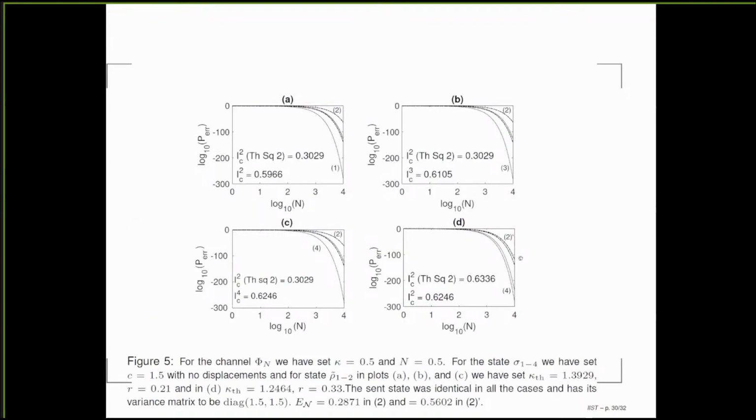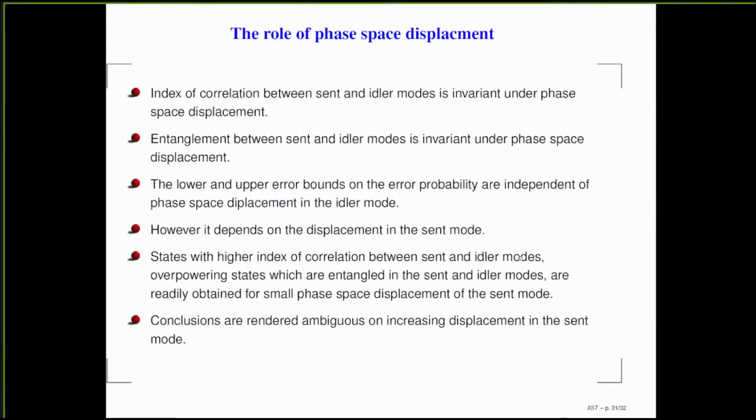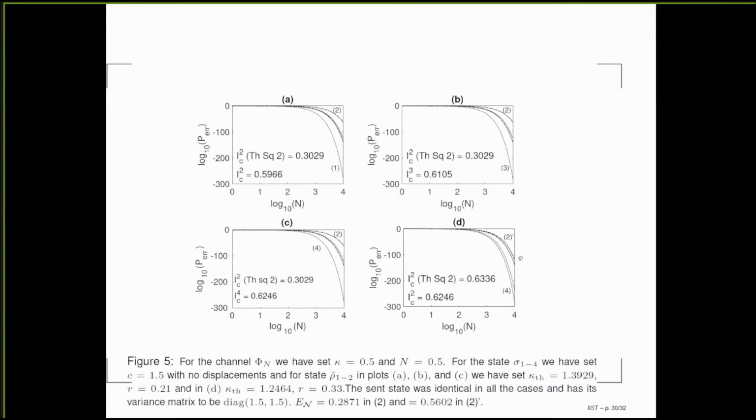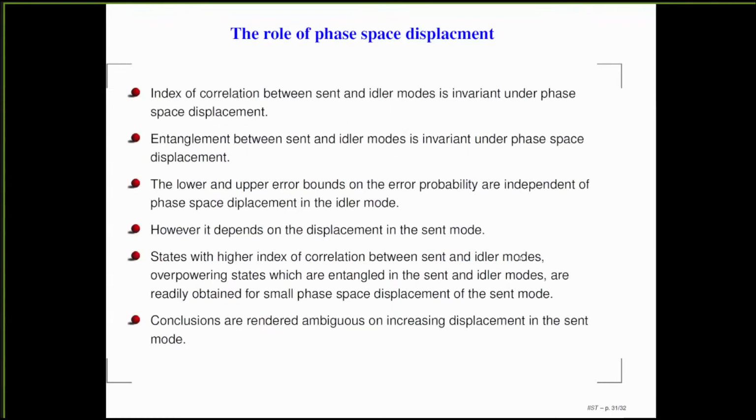Okay, what suggests that you can construct classically correlated states which outperform quantum entangled states, bipartite entangled states, with regard to the quantum illumination problem. Now, whatever we have done in these examples, we have not taken into account the role of phase space displacement. So basically, in the example that Tan et al.